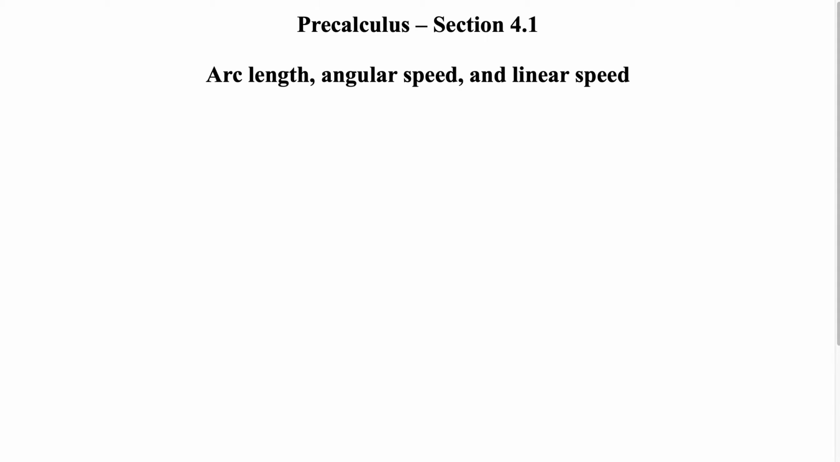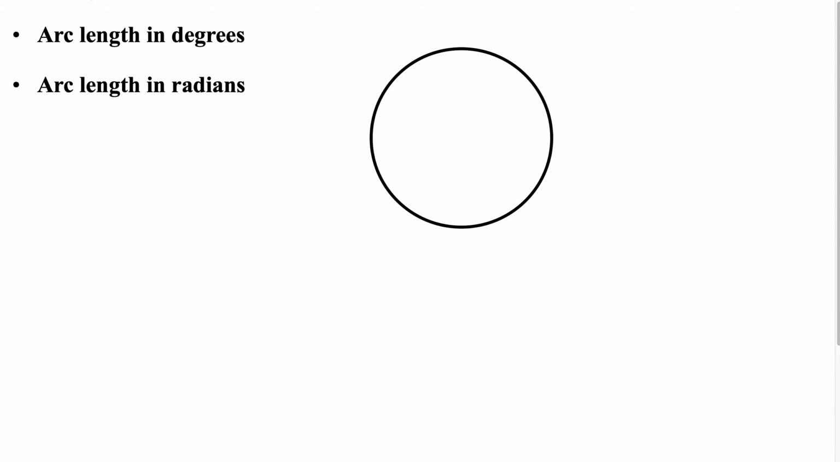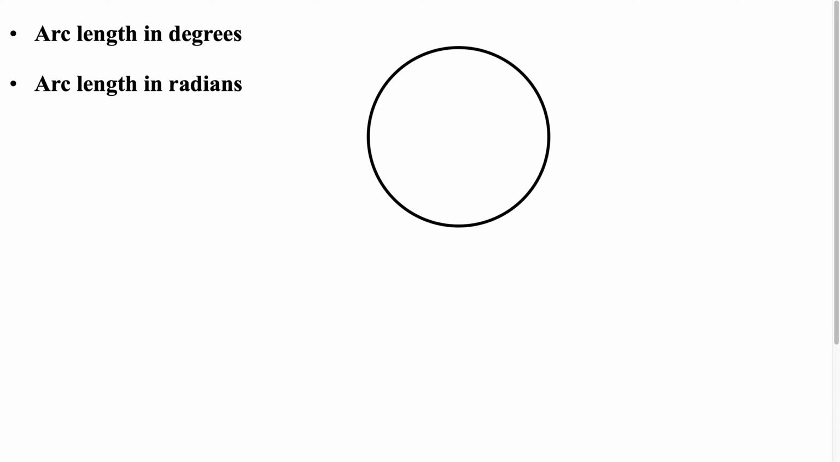Length, angular speed, and linear speed. Okay, arc length. Arc length is defined as the amount, arc being part of a circle, the amount of a circle, let's say from here to here. So this would be the arc length, and we're going to call that arc length S.